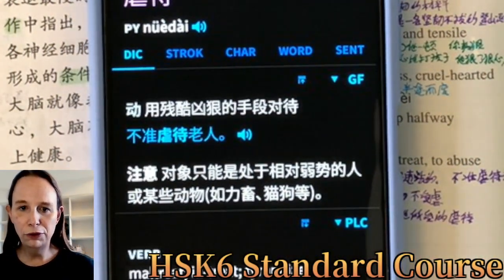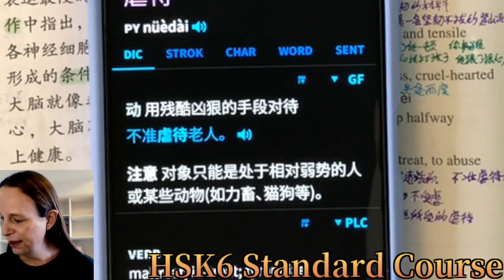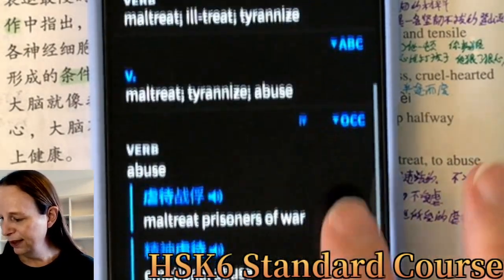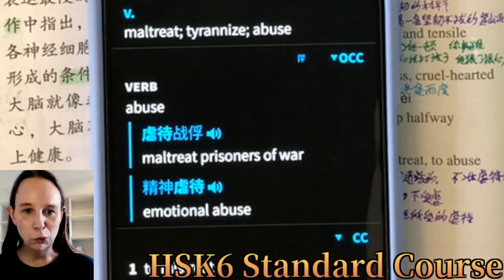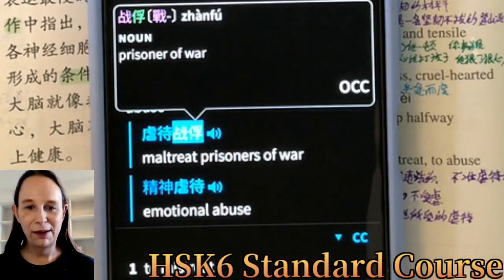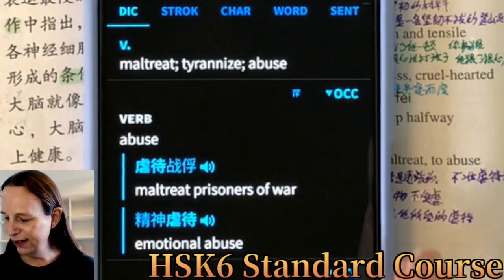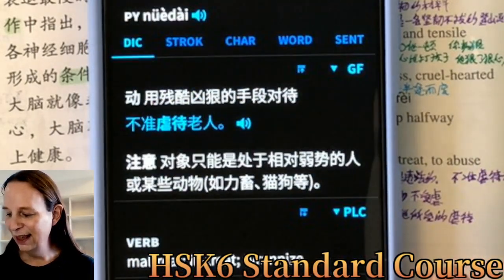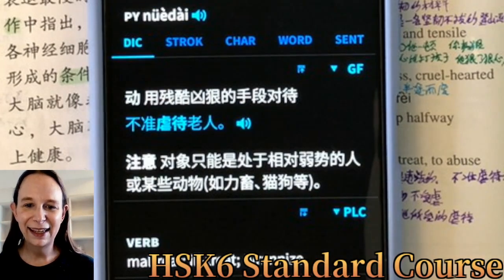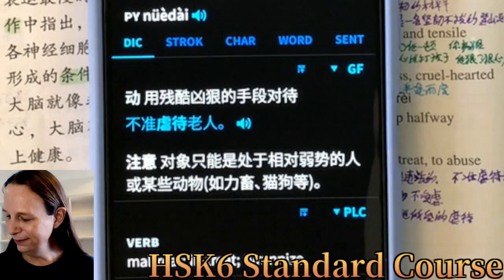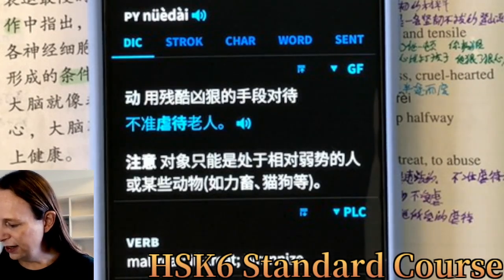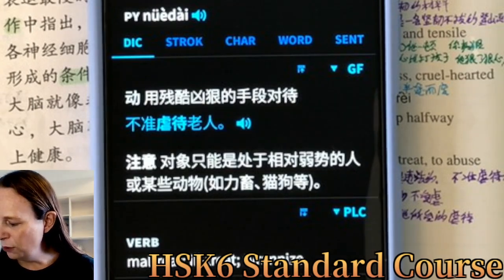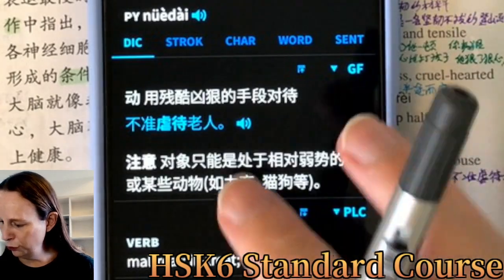用残酷凶狠的手段对待. Yeah, 不准虐待老人. Oh, okay, so you can mistreat the elderly as well. 虐待战俘. Yeah, prisoners of war. It's 俘虏, right? 俘虏, prisoners of war. 精神虐待, emotional abuse. This is abuse. This is like serious abuse. We're not talking like minor slighting. 对象只能是处于相对弱势的人或某些动物，如隶序. What is 隶序?